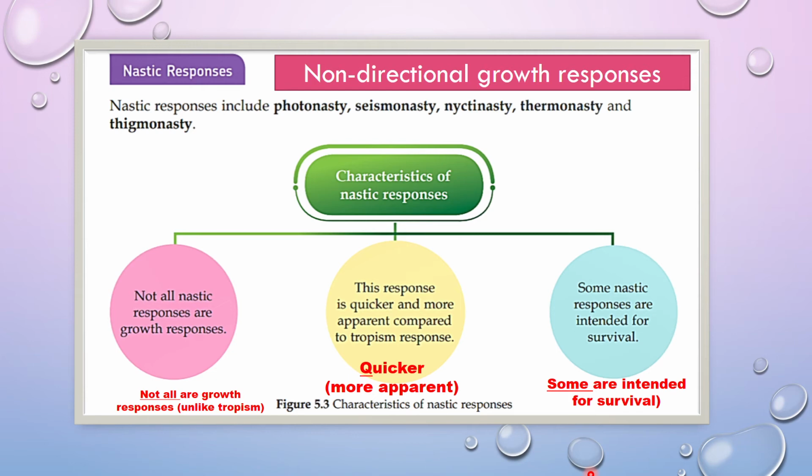So it seems clearer, more obvious, because you get to see the changes, the immediate response, as compared to tropism responses. And then the third one, it says some nastic responses are intended for survival. So let's look into it one by one.